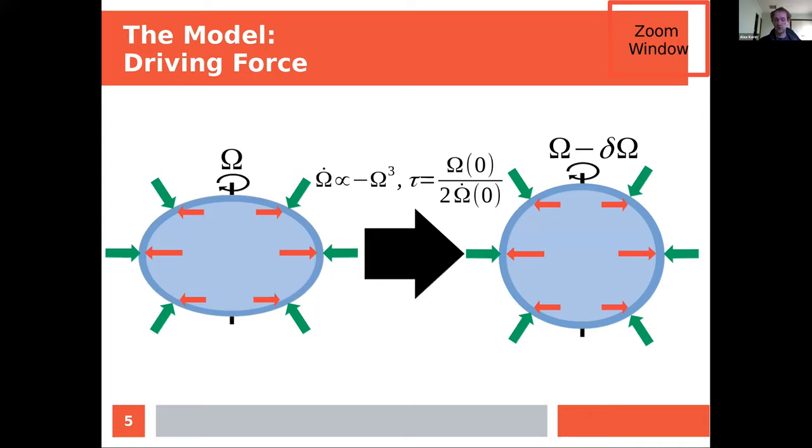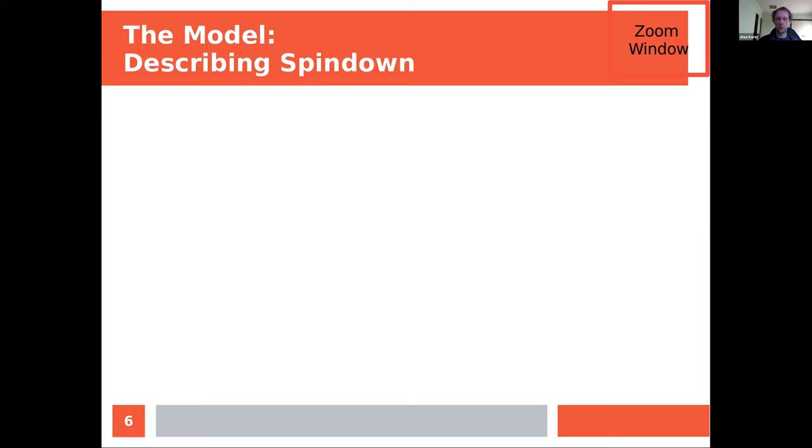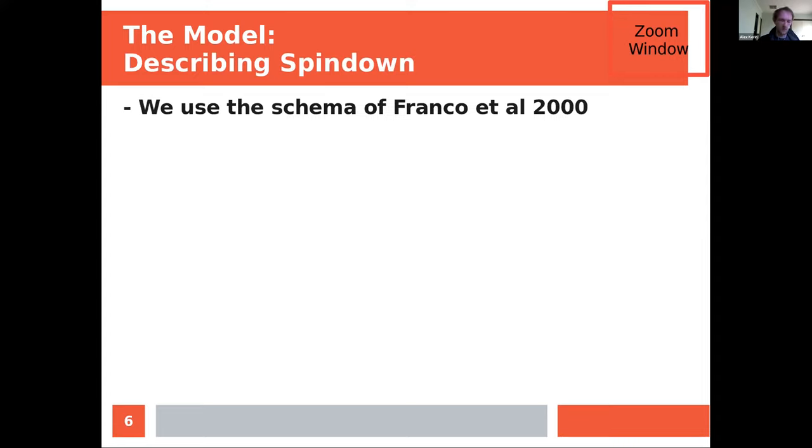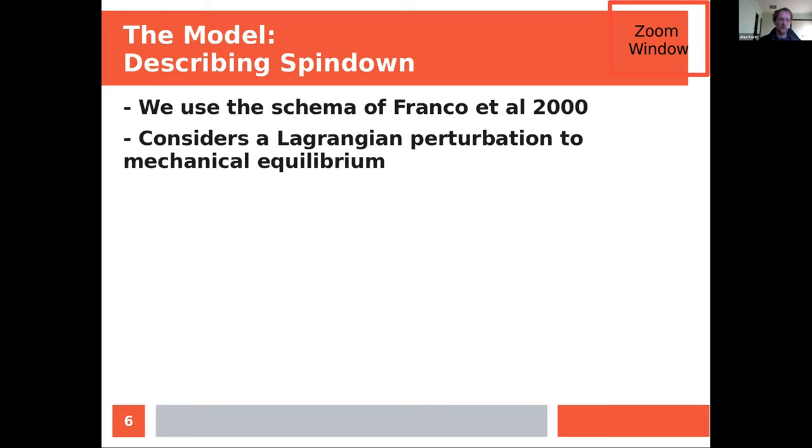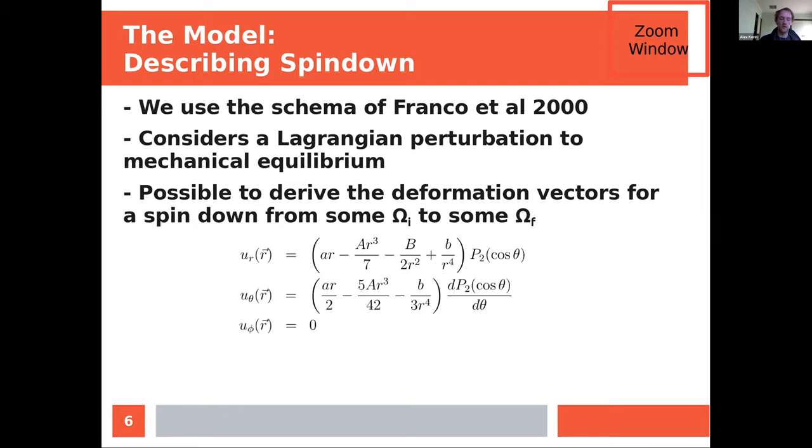Now the superfluid core, being a fluid, cannot support shear stresses or shear forces, so it just moves. But the crust, being a solid, can support the shear forces, so it also moves, but it builds up a mechanical strain as a result. So then we have to ask, how do we model that spin down deformation? To do this, we're using the schema developed by Franco, Link, and Epstein in their 2000 paper, Quaking Neutron Stars. The mathematics is quite in depth and we don't have time to go into it today, but very briefly speaking, they consider a Lagrangian perturbation associated with a small decrement in the angular velocity to the centrifugal mechanical gravitational equilibrium, and via applying some boundary conditions that we don't have time for, for a given small spin down, you can derive the deformation vectors.